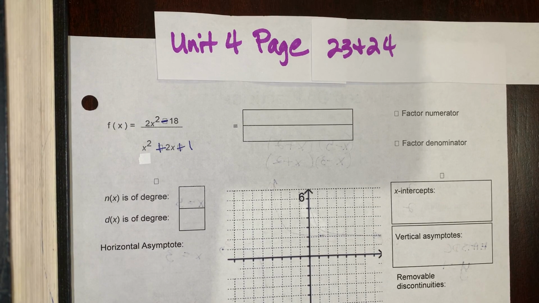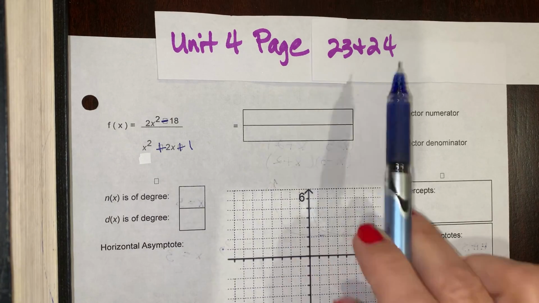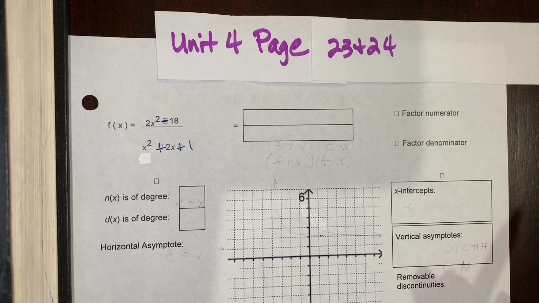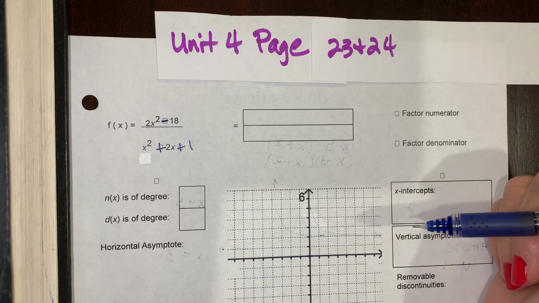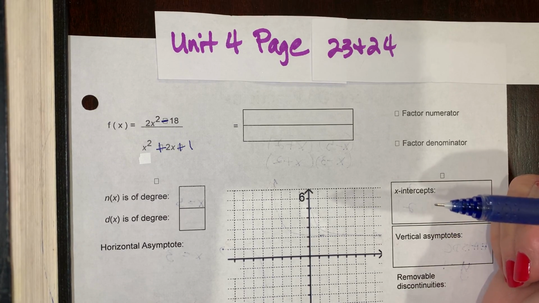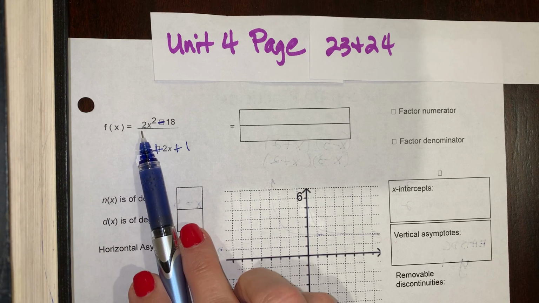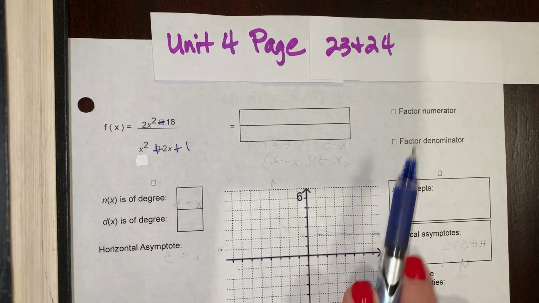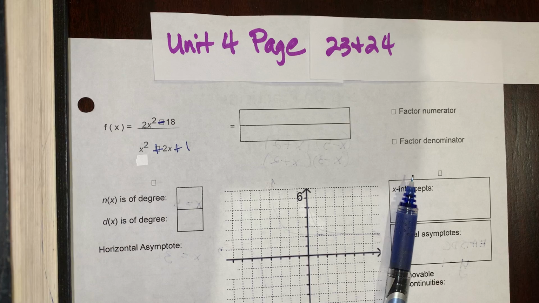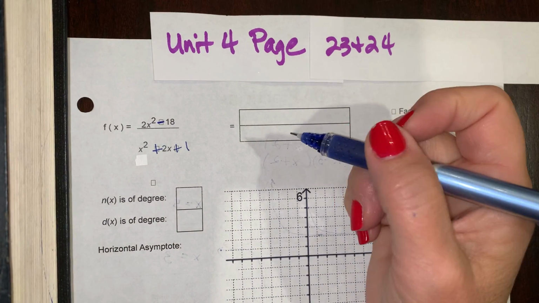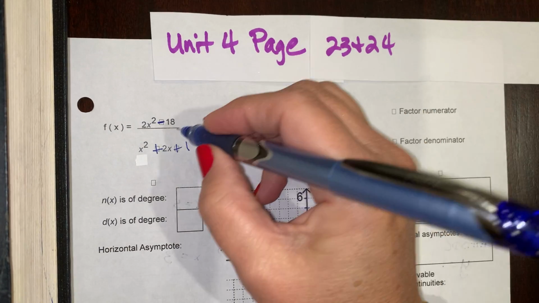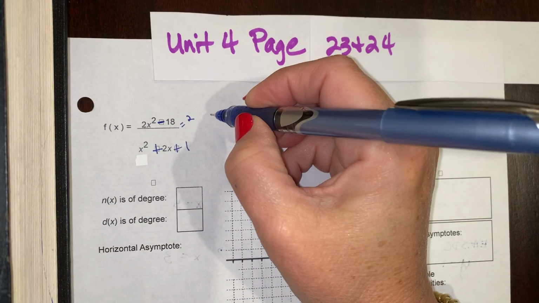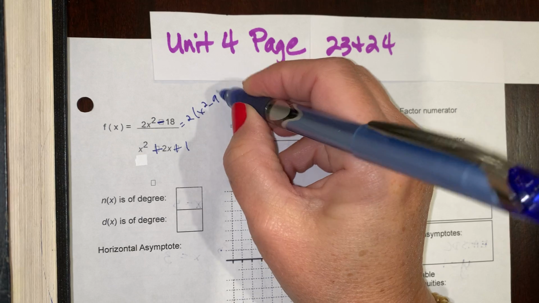Okay, so these last two pages are sketching graphs, but we're going to do some of it with some rough draft skills, and then we'll finish up with the graphing calculator. Okay, so first of all, it starts off with 2x squared minus 18, and I'm sorry that the formulas aren't all coming through, but you could factor that by taking out a 2, and that's going to leave x squared minus 9.